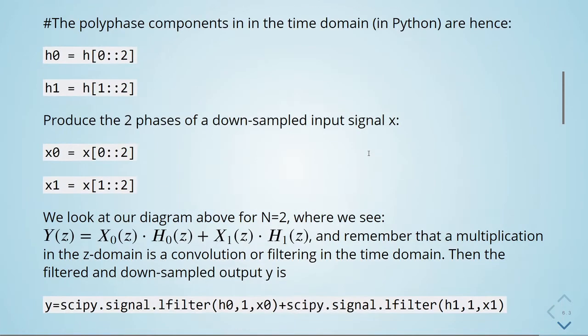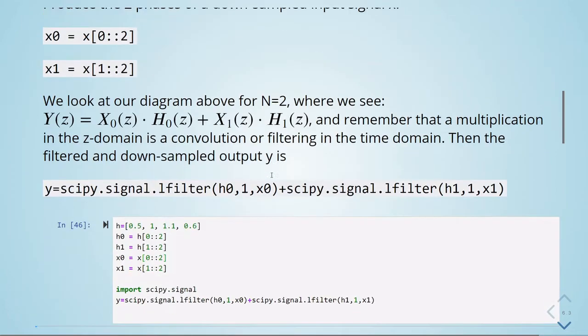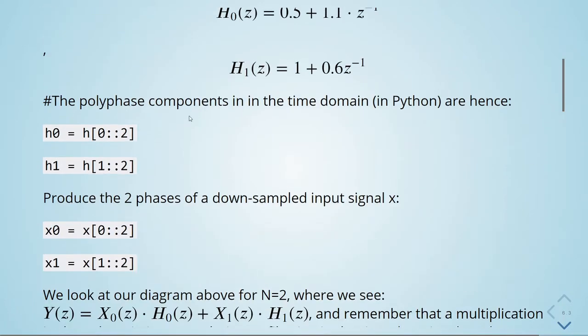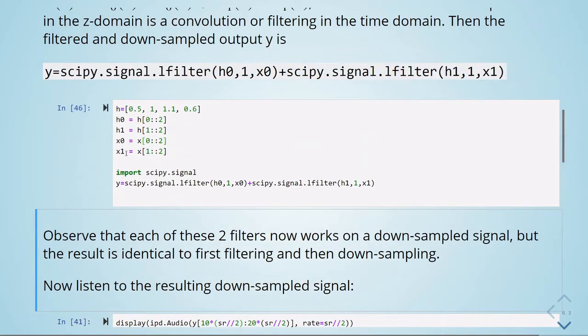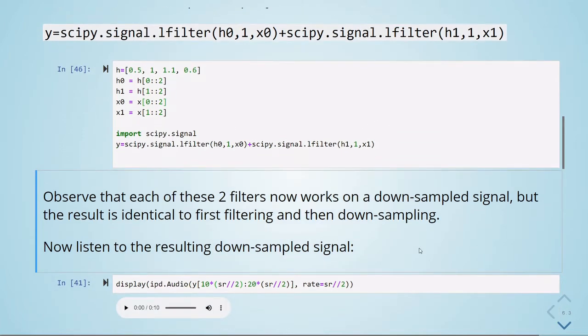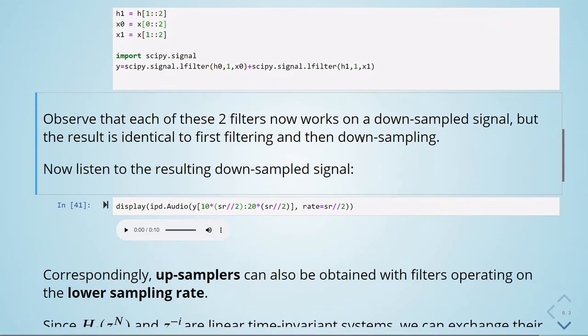So let's do this. We have our impulse response here. We're defining it here. Here we have our polyphase components for the impulse response. Here we had our X signal, and now we have downsampled versions of the original signal, phase 0 and phase 1, and here we are filtering and adding. So observe that each of these two filters now works on a downsampled signal, but the result is identical to first filtering and then downsampling, and we can listen to the result.